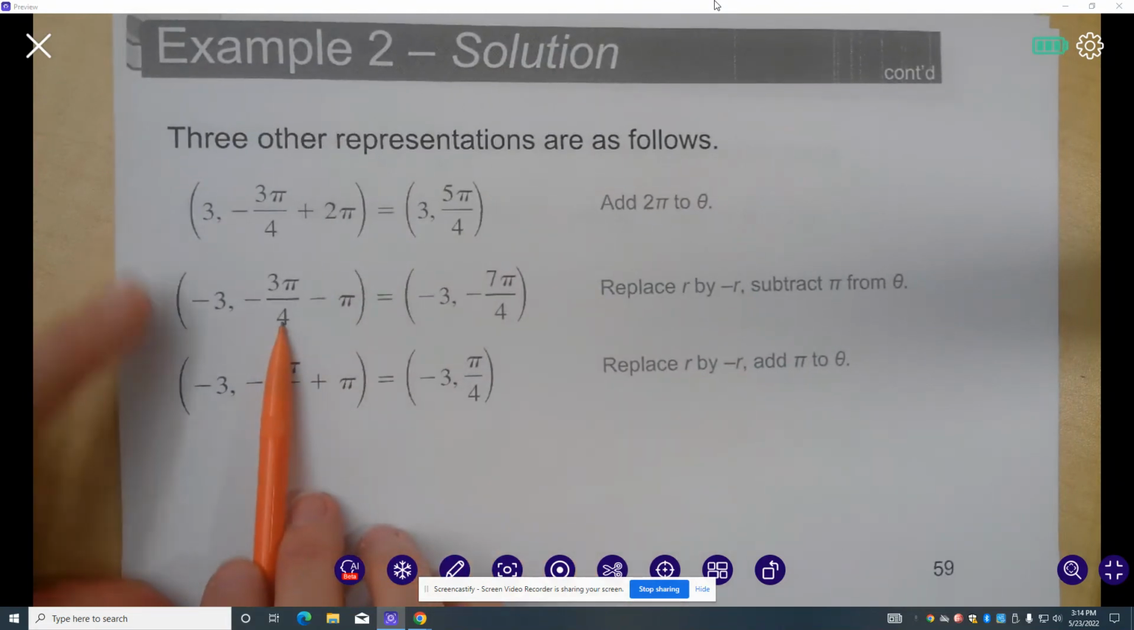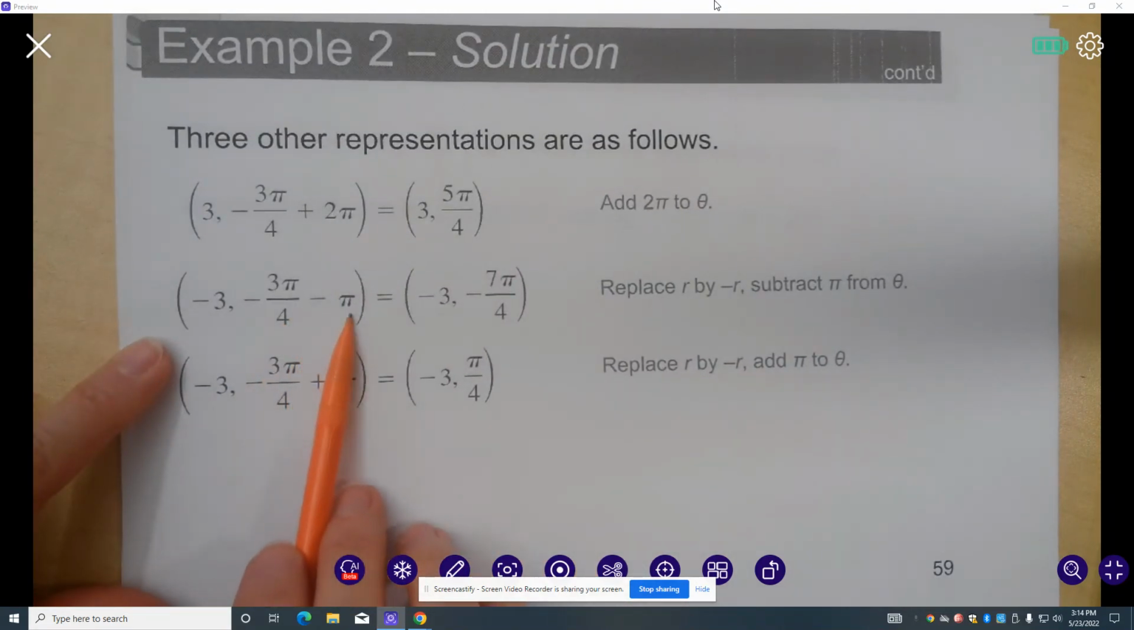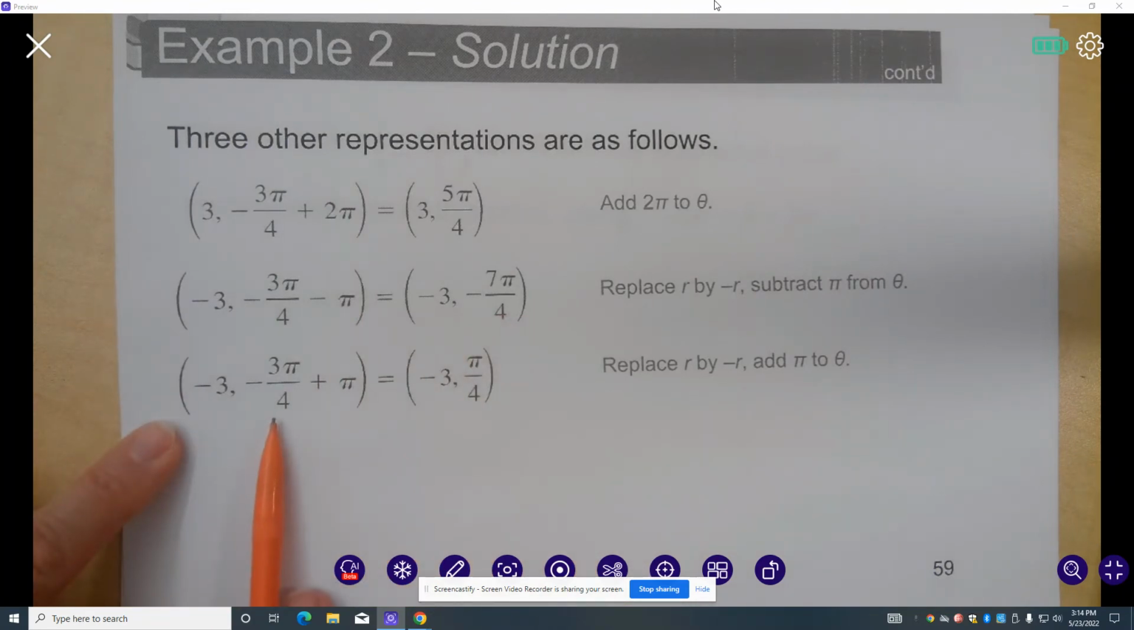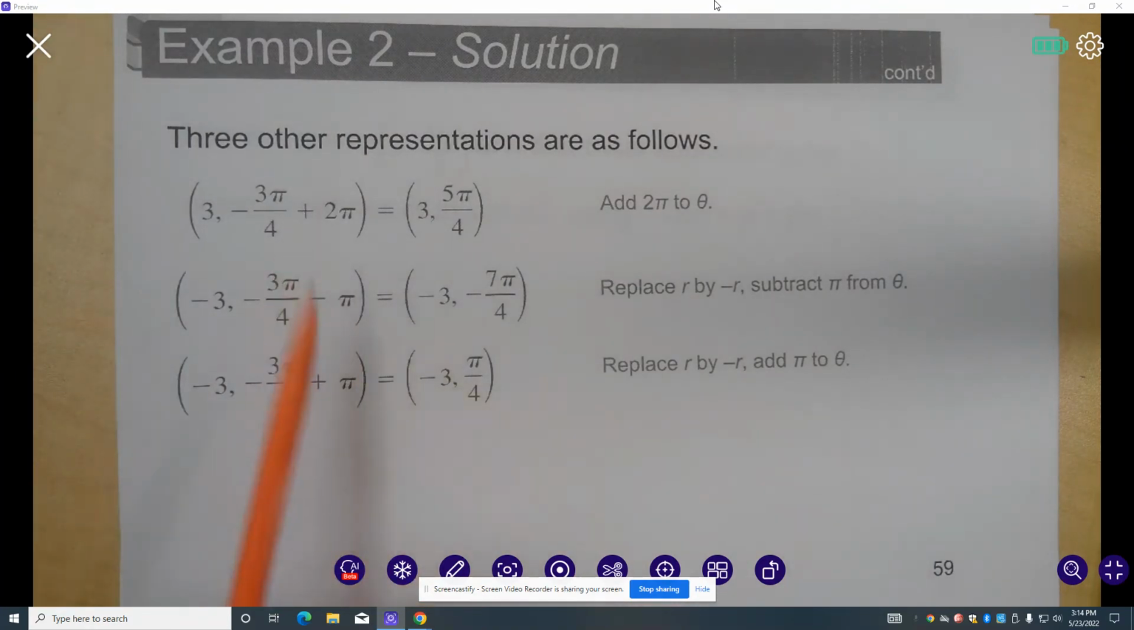If I take negative 3 pi over 4 and I subtract pi from it, I'm going to get negative 7 pi over 4. If I take negative 3 pi over 4 and I add pi to it, I get pi over 4. So this is the same thing we did, but using their formulas.